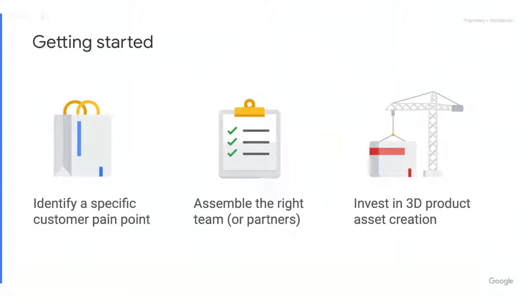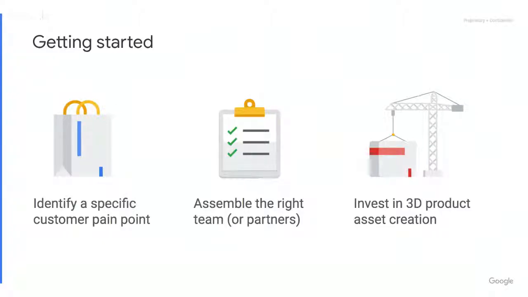Two is, once you've come up with that, get the right team or find the right partners. There's a whole slew of developers, and it's getting easier and easier every day to find the right talent for this. And three is invest in a 3D asset creation strategy.